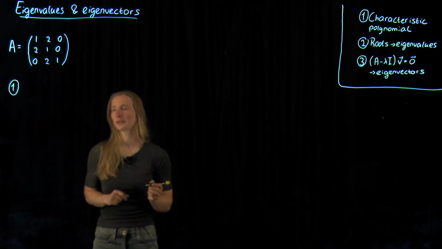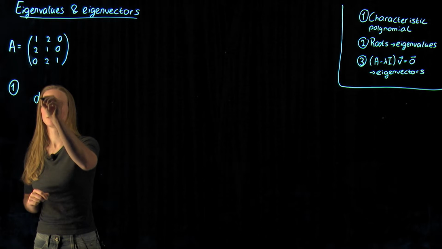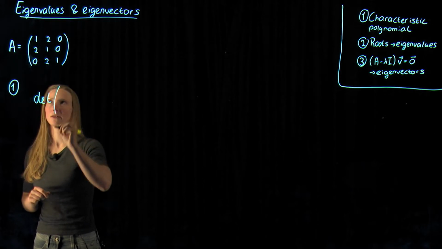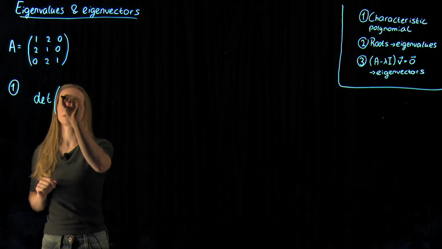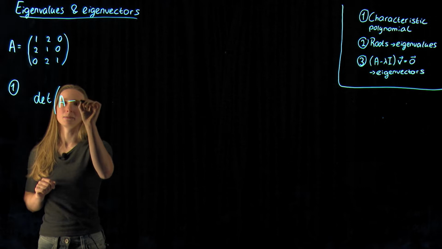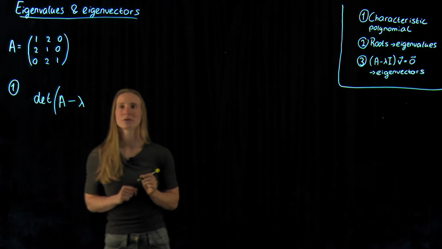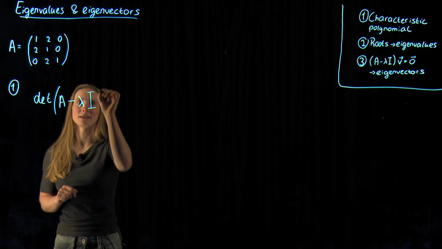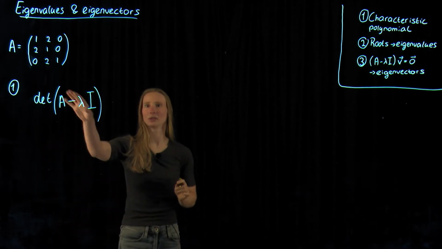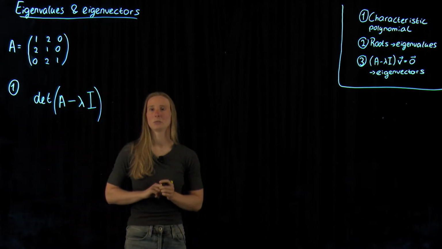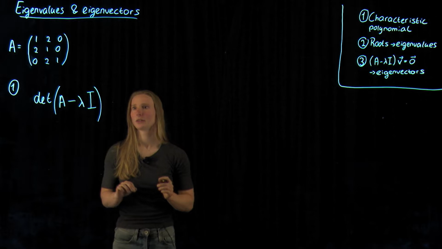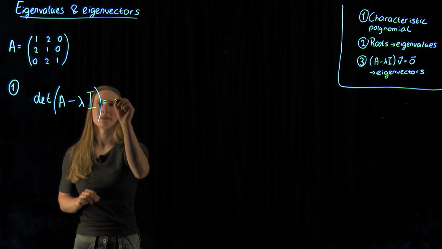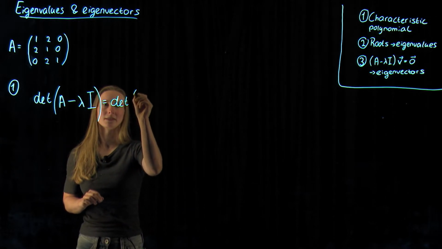So how is that defined again? We look at the determinant, not of this matrix, but of this matrix minus some constant, which is lambda, times the identity matrix, so the matrix with only ones on the diagonal. So what is this matrix in our case?